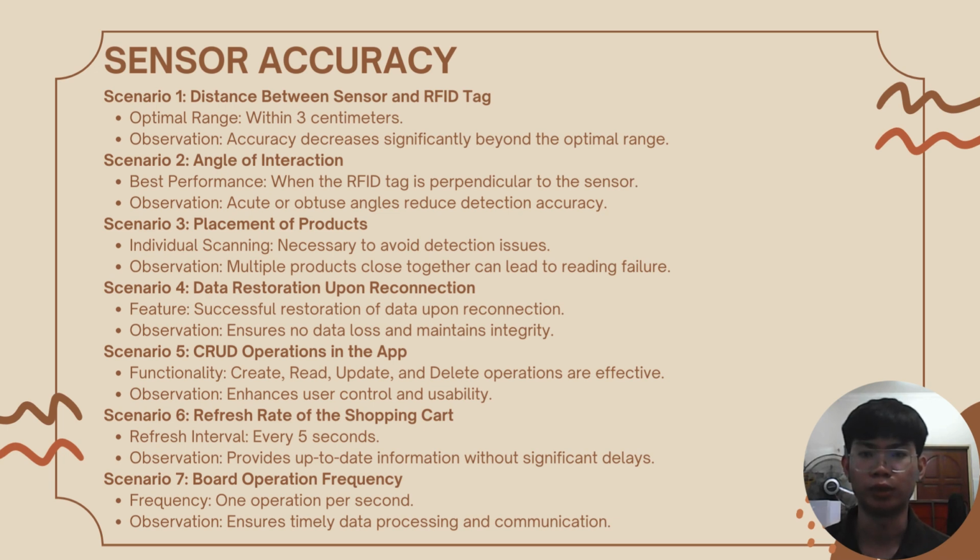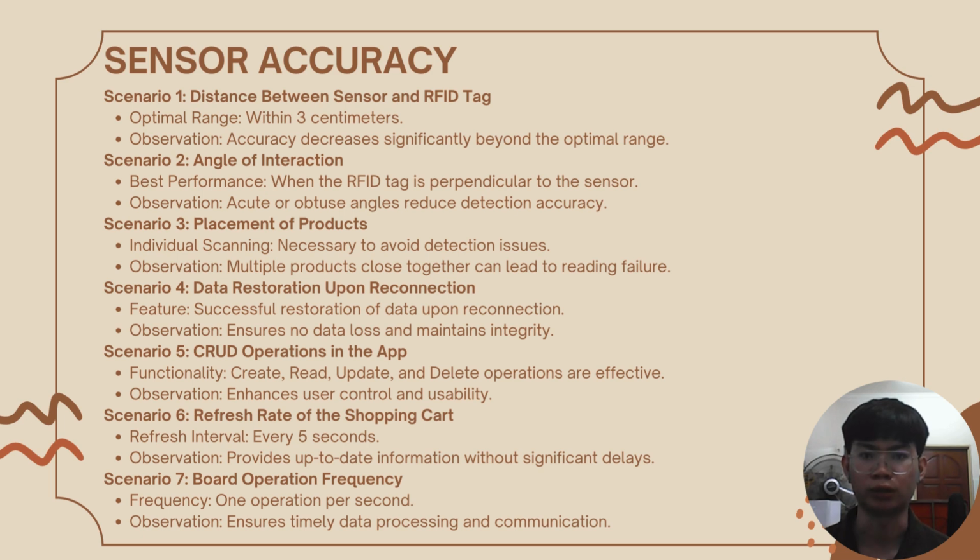I am Goja Singh. Next, I will present about the sensor accuracy. A total of 7 scenarios have been conducted to test the sensor accuracy. The first scenario is distance between sensor and RFID tag. The optimal range is within 3 centimeters. Accuracy decreased significantly beyond this optimal range.